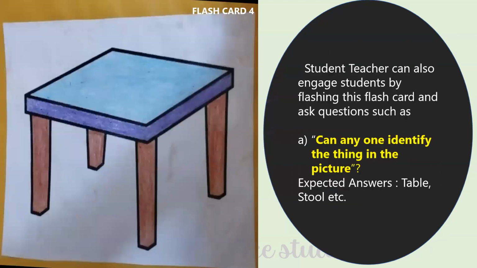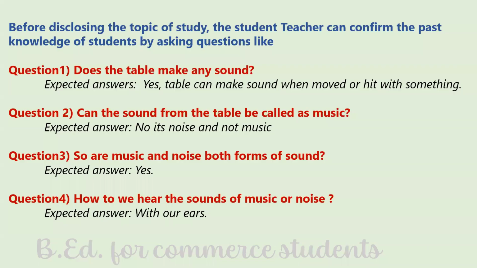Now, furthermore, the student teacher can still engage further to bring out the various other possibilities of the topic that we are going to study, and can show this one random kind of flashcard, and still ask if the students can identify the content of this picture. The expected answers again can be table or stool.